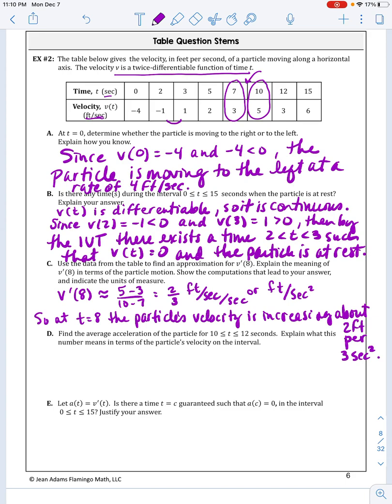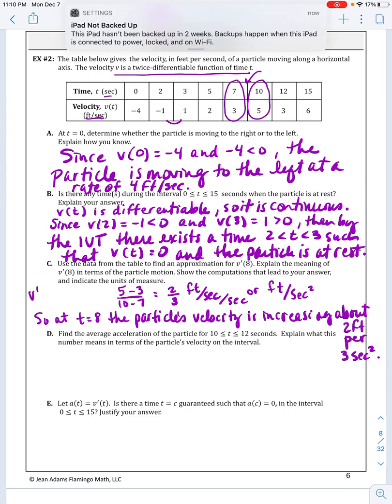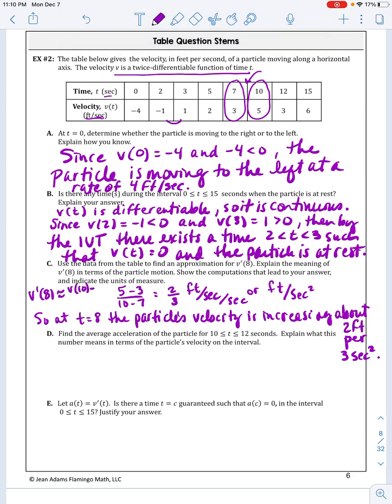What I did want to stress is that I should have added right here, and I did this when I was with the kids earlier today, but I didn't just do it right now. We should have written this to be approximately equal to v of 10 minus v of 7 divided by 10 minus 7, because that is basically you using the math to explain the computation, okay? If I hadn't put that in, I would have had to explain why I used 5 minus 3 over 10 minus 7.